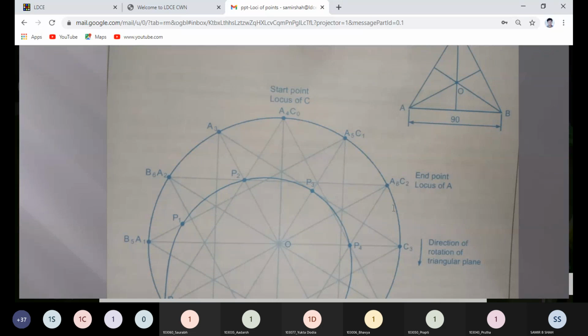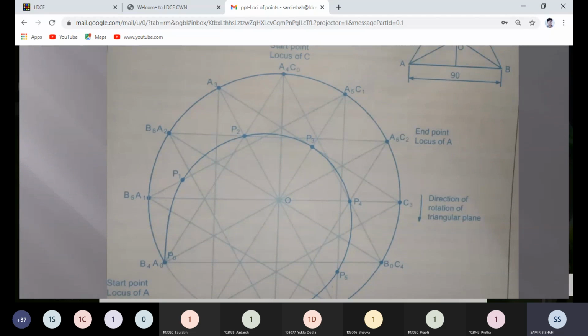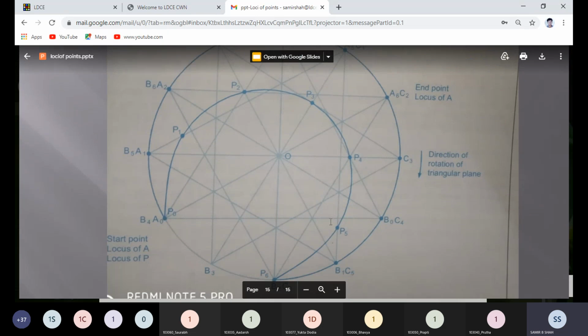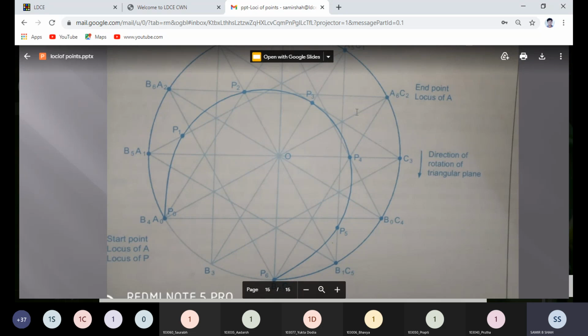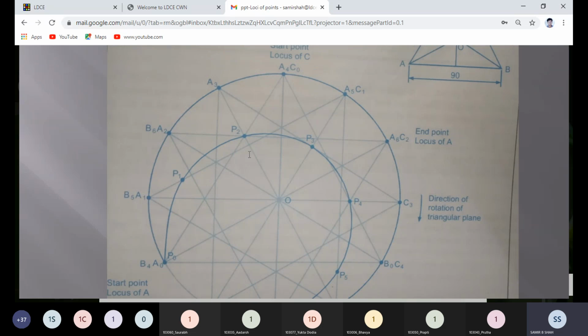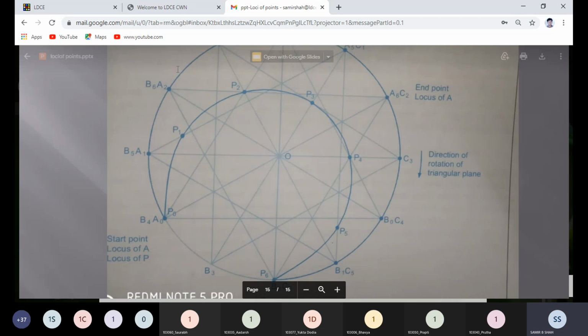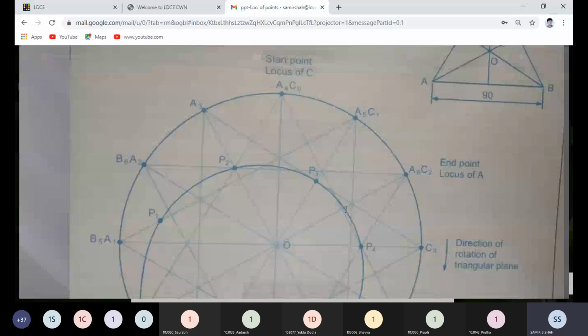Now join the proper points to get the different 6 positions. Join all the positions: A1 with C1, C1 with B1, B1 with A1. So join A1, B1, C1; join A2, B2, C2; join A3, C3, B3; join A4, C4, B4; join A5, C5, B5; and join A6, C6, B6. See it very carefully and draw carefully.